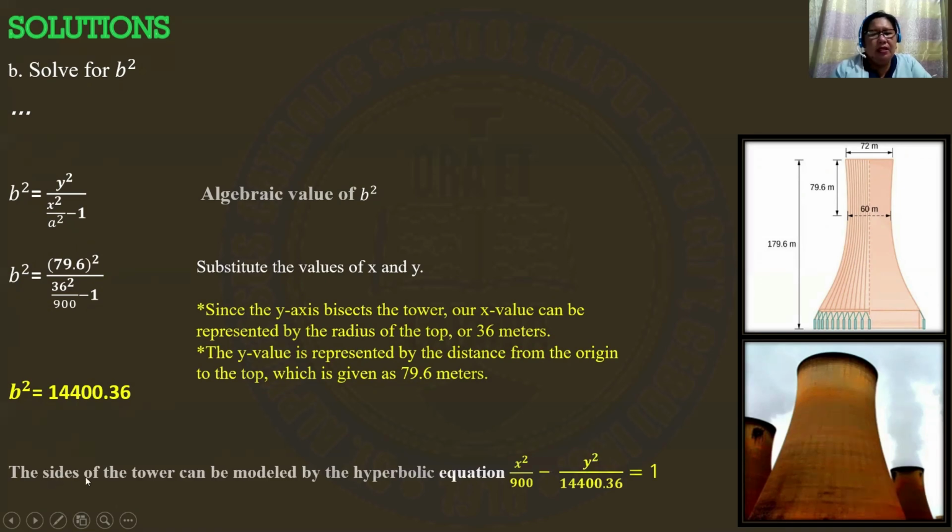14,400.36. The sides of the tower can be modeled by the hyperbolic equation x squared over 900, this is the value of a squared, minus y squared over 14,400.36, which is the value of b squared, is equal to 1.